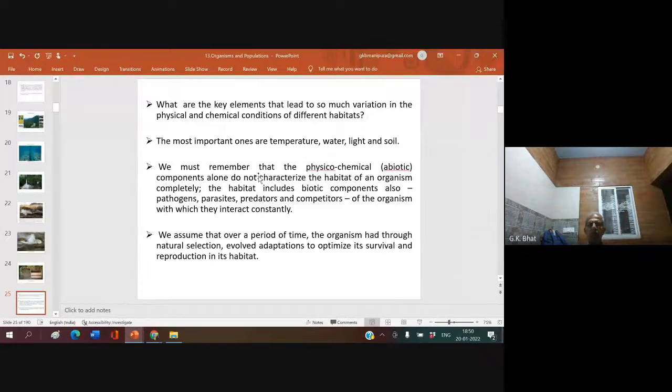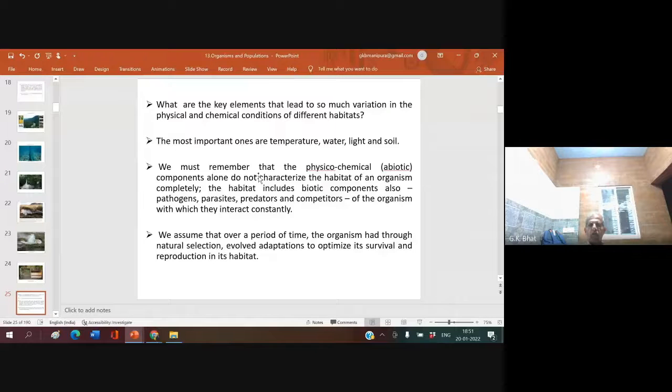We assume that over a period of time, the organism had, through natural selection, evolved adaptations to optimize its survival and reproduction in its habitat. What do you mean by that? Each and every sentence you have to try to understand here in ecology. Remember, ecology, you feel it is easy to understand, but difficult to write. It is equally difficult to remember some of the points. So, we shall study that in detail.